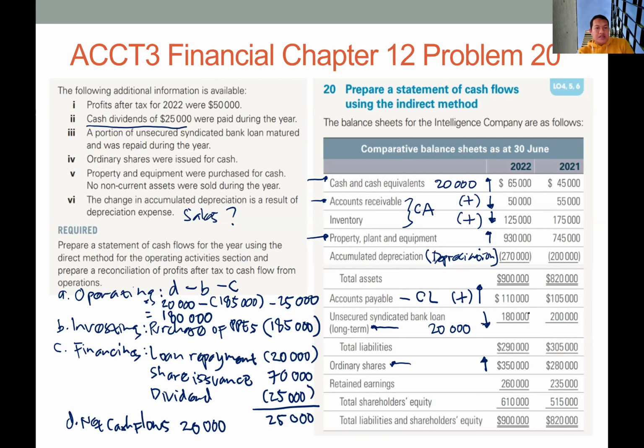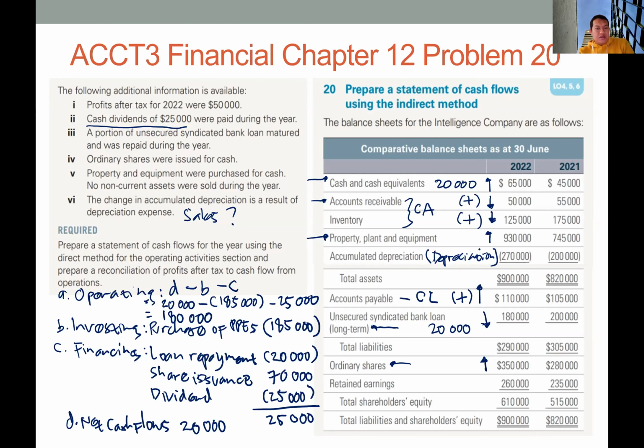Okay, and then ordinary shares were issued for cash. I think it's very common that if the company issues shares, they will expect additional cash from the shareholders. Okay, so we have discussed they will receive application fees, allotment fees, and calls. Okay, and then property and equipment were purchased for cash. Yes, that could be okay.